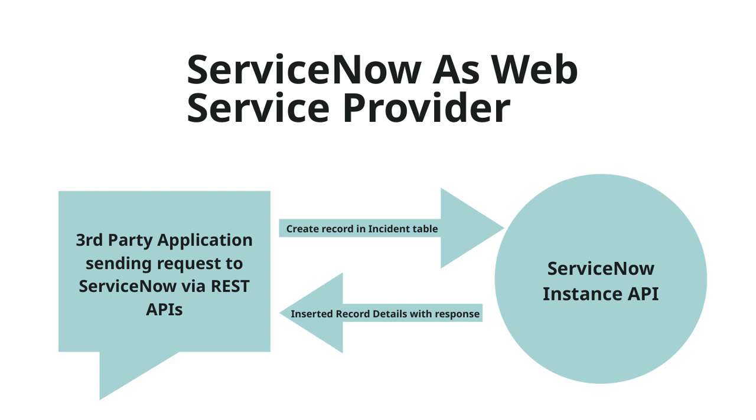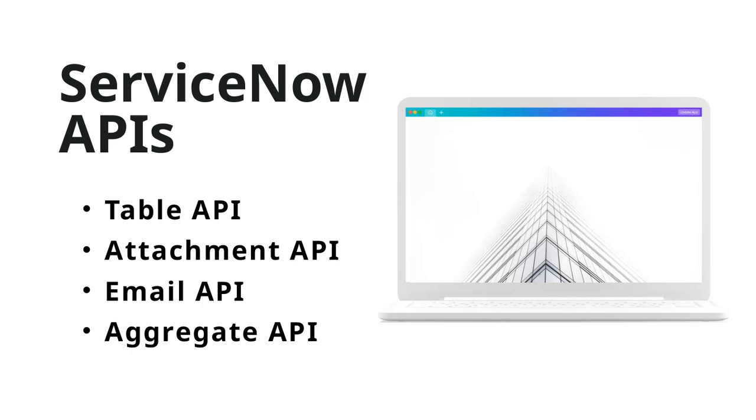This process highlights how ServiceNow enables seamless integration with other systems, allowing organizations to automate and streamline their workflows. It's a key part of understanding how ServiceNow acts as a central hub for various applications and services in your IT environment. Let's take a closer look at some of the key APIs that enable seamless integration across our systems.